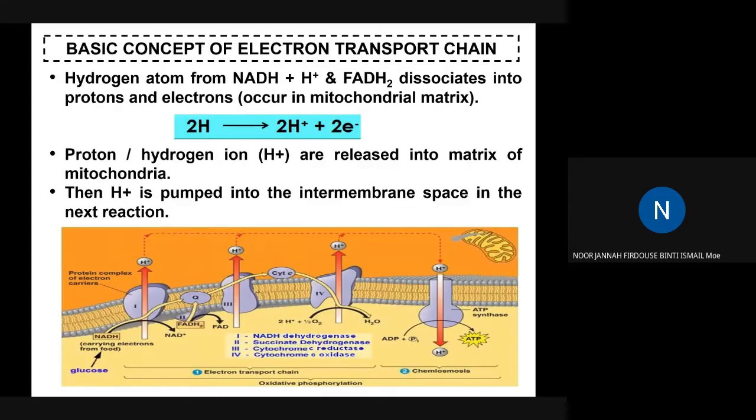Hydrogen atom from NADH plus H plus and FADH2 will dissociate into protons and electrons. So the dissociation of these proton and electron occurs in the mitochondrial matrix, and proton is released into the matrix of mitochondria and then pumped into the intermembrane space in the next reaction. Kenapa? Sebab dia dah berkumpul banyak dalam matrix, jadi berlaku peningkatan kepekatan. Kecerunan kepekatan dah wujud.